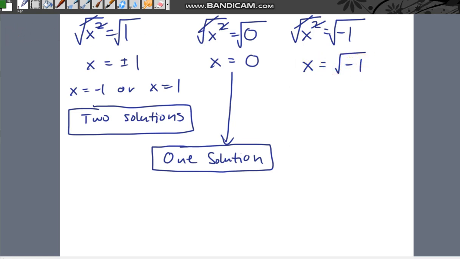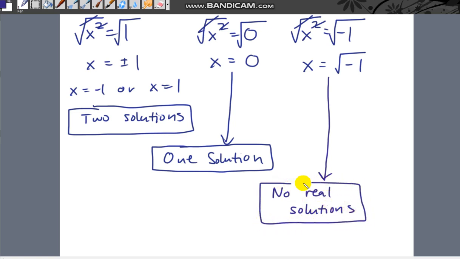Something interesting happens here. Like you may have remembered, you can't have a negative square root. So this implies we would have no real solutions.